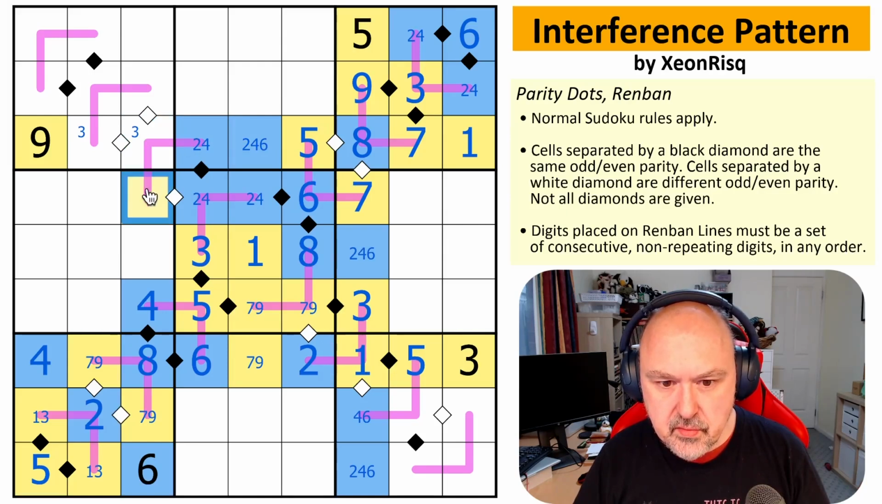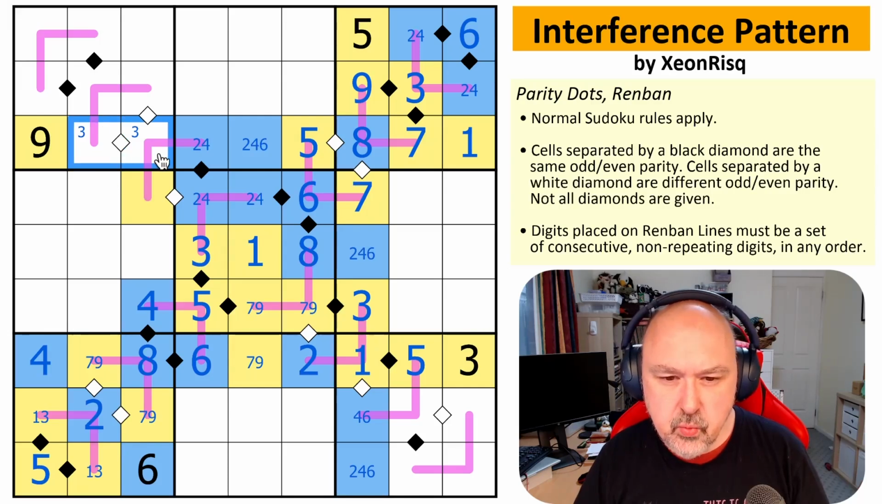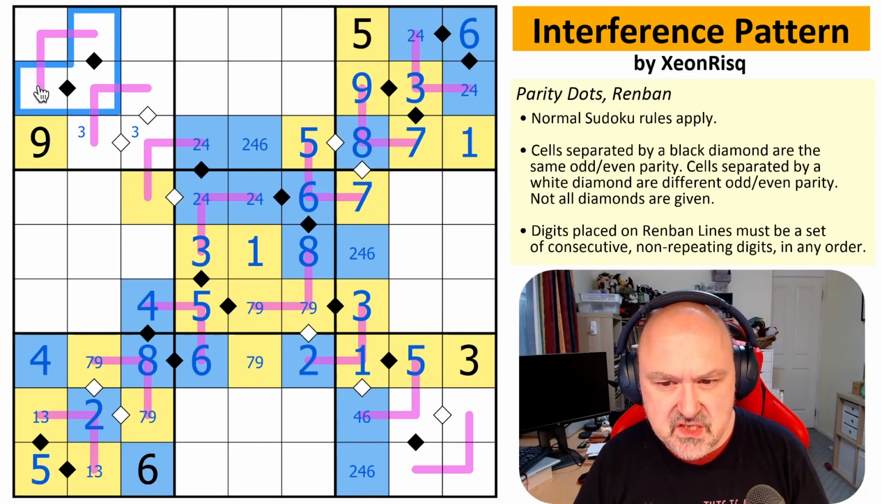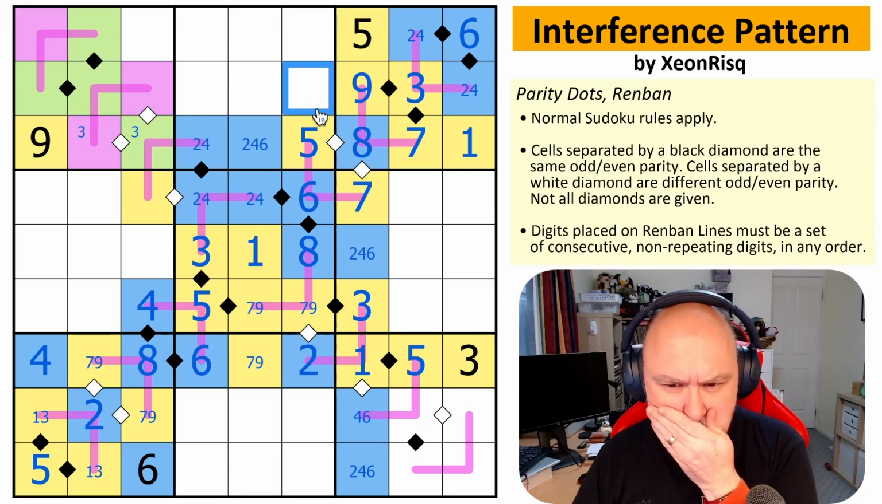So it depends on whether that's odd or even, doesn't it? But I've got to put a 3 in one of those two. I'm missing something. I'm missing something blatant, I'm sure. Is it to do with this? So these are the same as that. And these are different. So those are different.